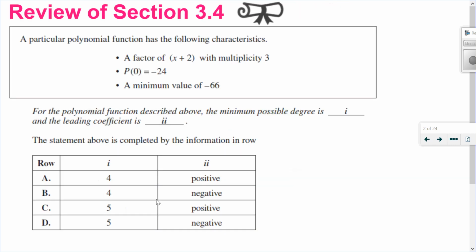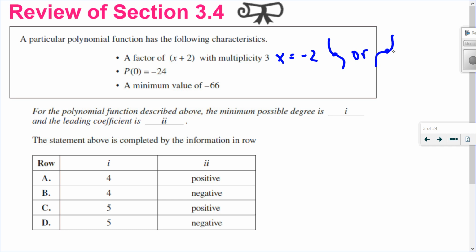Okay, in my next diploma question here, I want to come up with some statements about the minimum possible degree and the leading coefficient. The first one says I have a factor of x plus 2 with a multiplicity of 3. That means at x equal to -2 with a multiplicity of 3, I have a curve change or a point of inflection. So it might be like this, or it might be like this, but at -2.